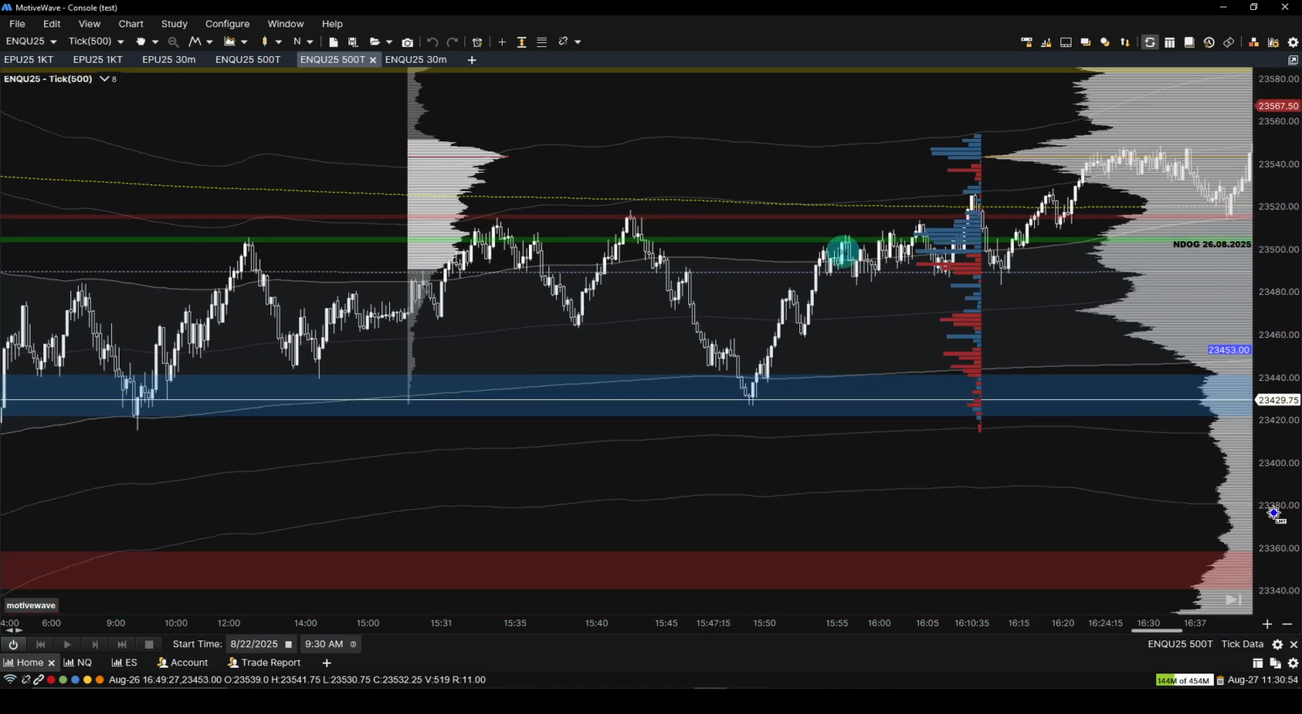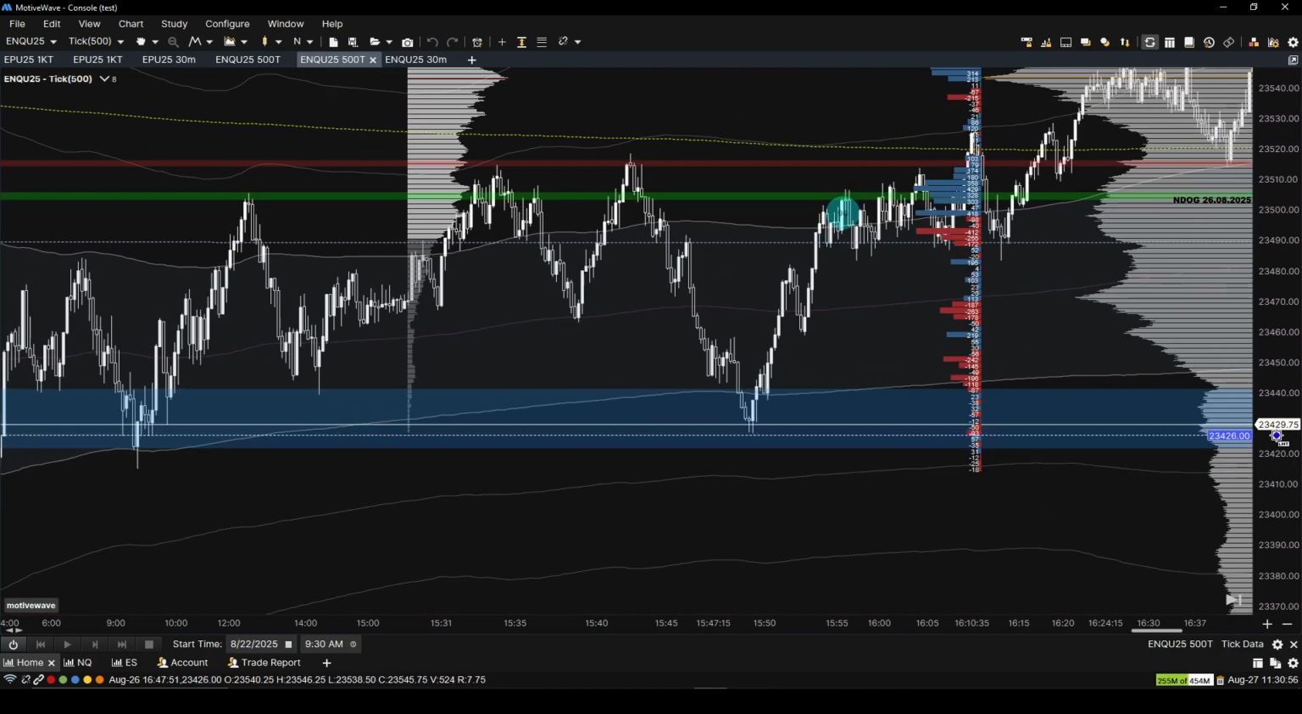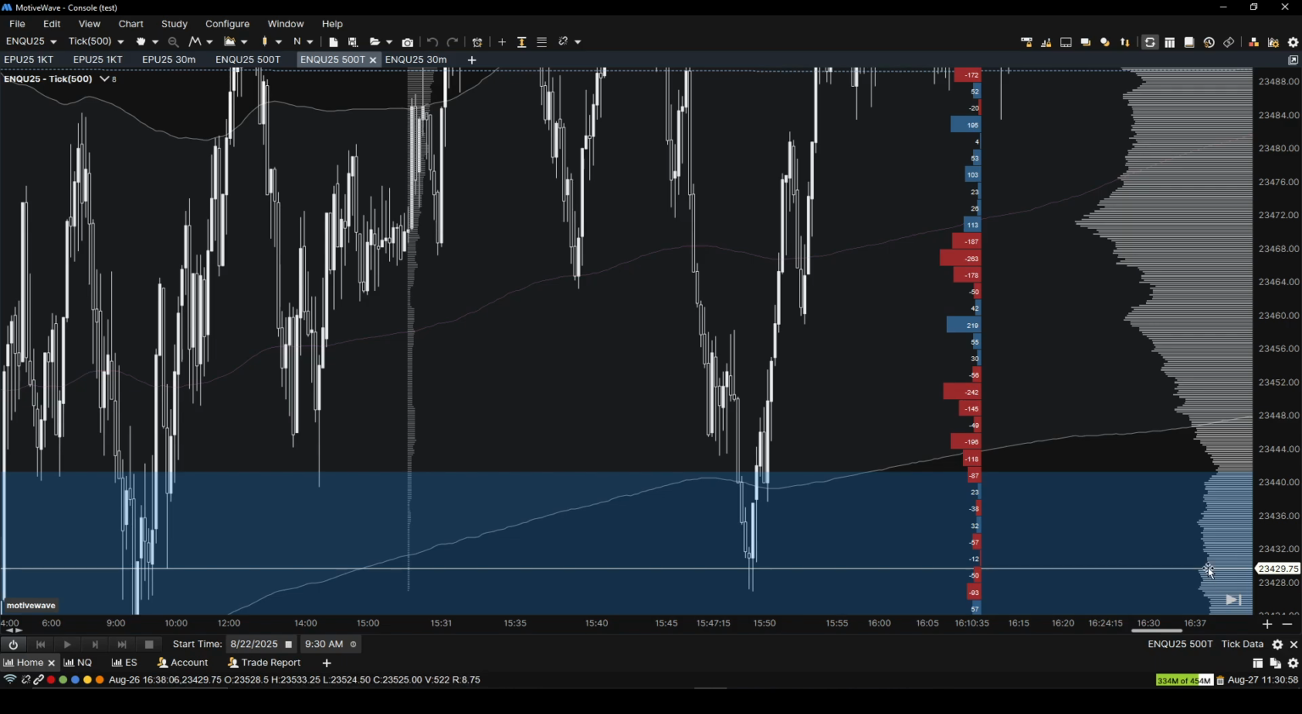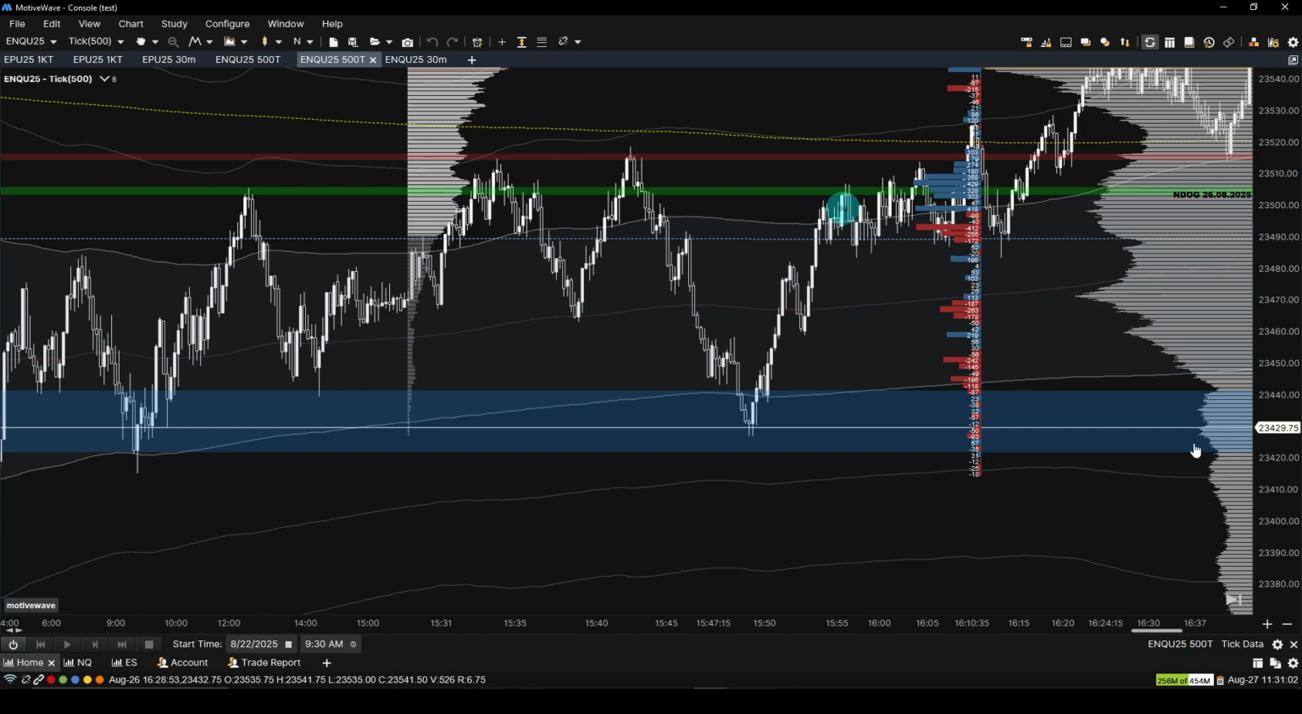Then for the long, this is also a level BD told me, 429. There's a very small shelf here, like a small high volume node in the high volume node, but I was looking at this general area, right? So you can see here at the start of 441 at 348.